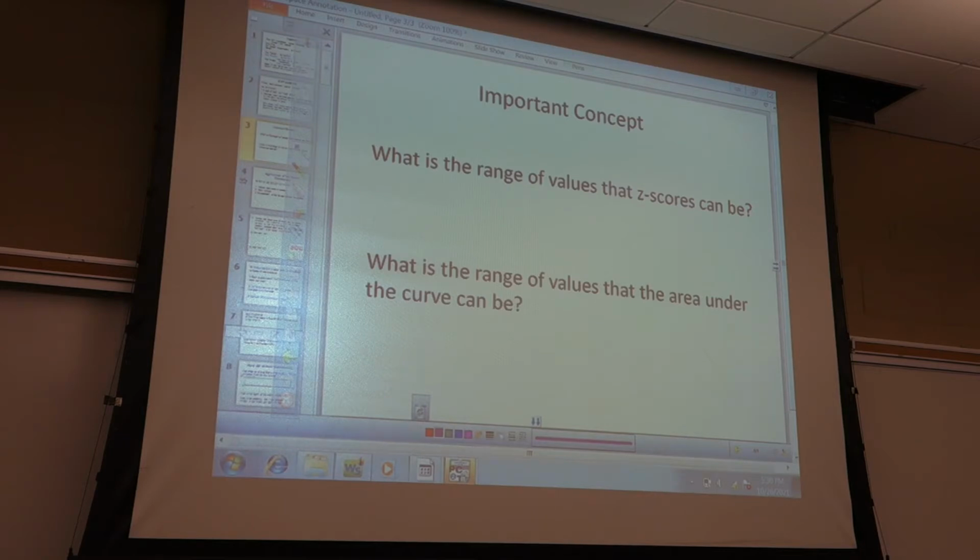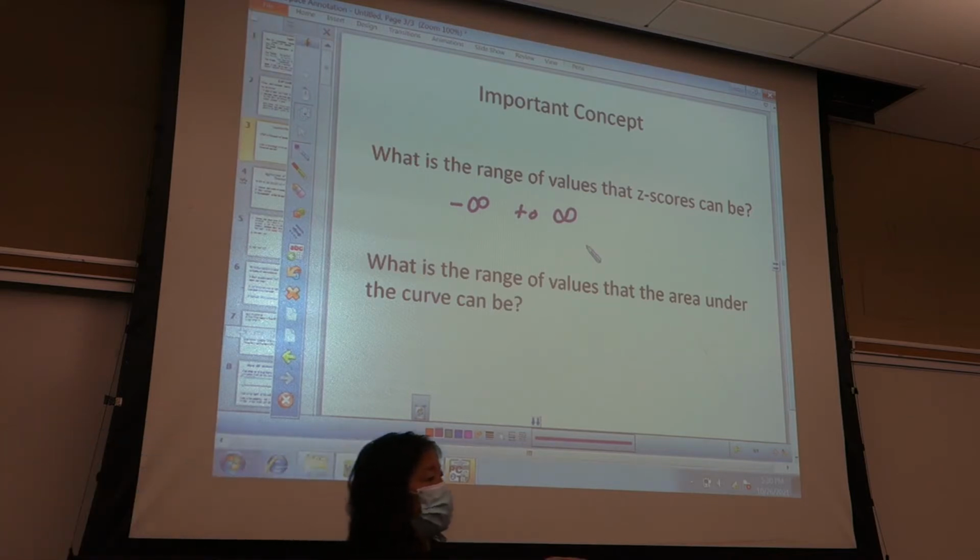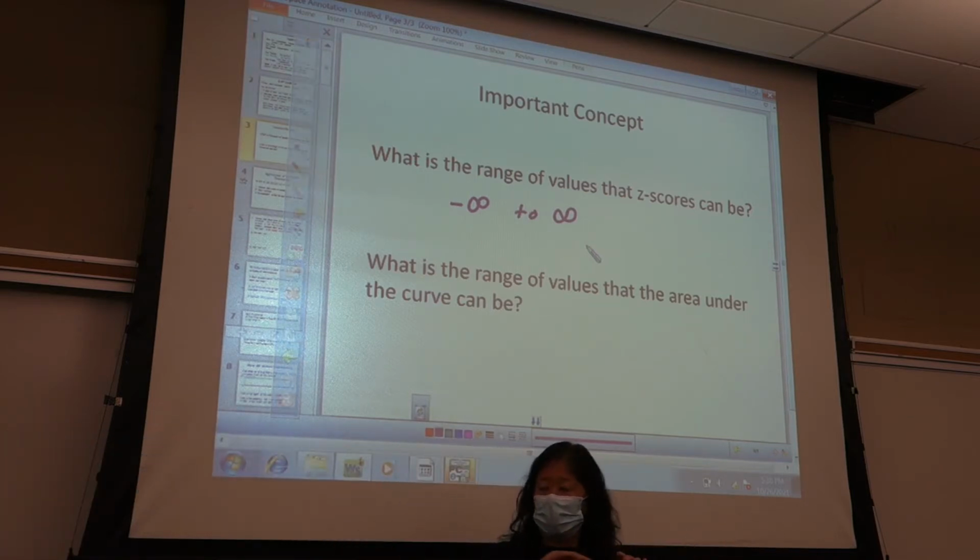Okay, so what's the smallest a z-score can be? Negative infinity. Right, remember that z-score way over there in the picture? What's the highest a z-score can be? Positive infinity. So remember, z-scores are along the bottom of our drawing when we sketch a normal curve. So the numbers along the bottom go all the way from negative infinity to positive infinity. It's like a number line.